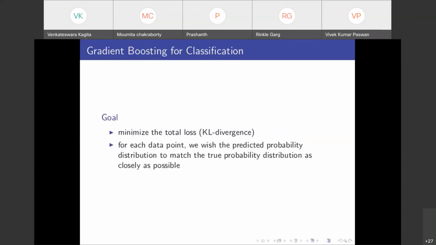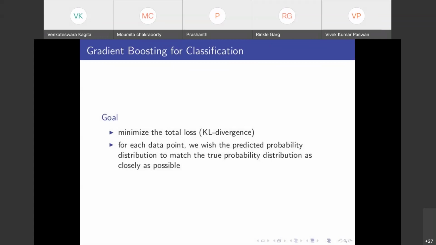So we minimize the total loss, that means the KL divergence. If you see the regression objective, what is the loss? We want to minimize the difference between the actual and the predicted values. But here we are expressing the actual and predicted in terms of probability distributions. Therefore, we want to minimize the difference between the actual and the predicted probability distributions. And to compute the difference between them, we use the concept of KL divergence. It means that for each data point, we wish the predicted probability distribution to match the true probability distribution as closely as possible.